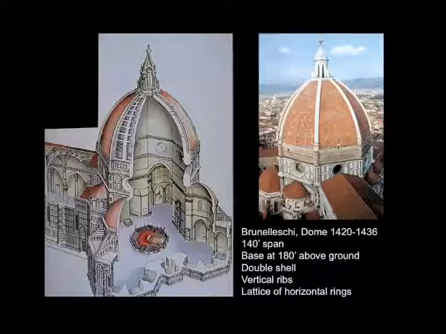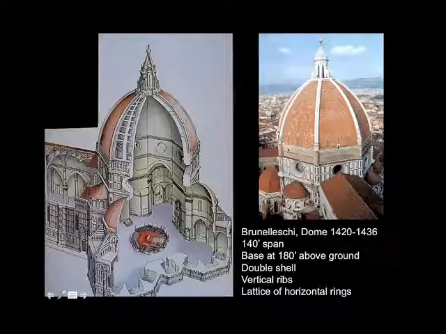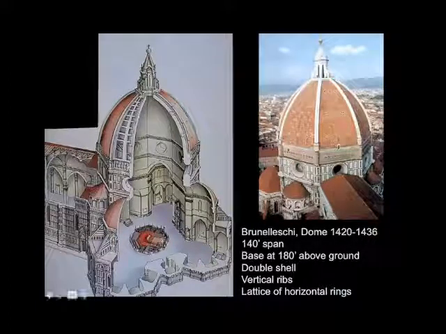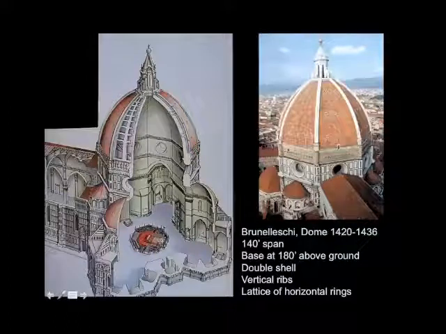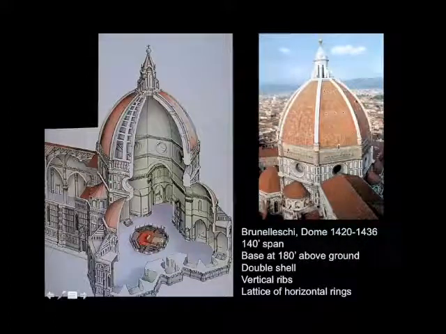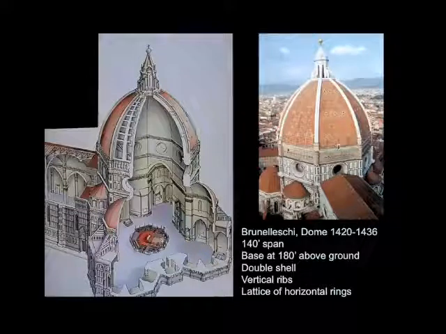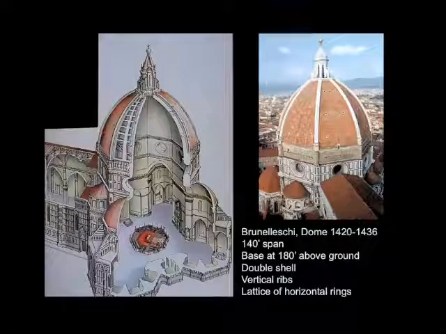And so it's like the coffering. It's not expressed. It's a kind of interior structure caught between the double shells of the dome. Fabulous. And it's 140 feet in span, which is quite amazing, and 180 feet off the ground. So last time I mentioned that Brunelleschi had to invent hoists to get the material up there. 180 feet is like a 17-story building. That is not an easy distance to negotiate.